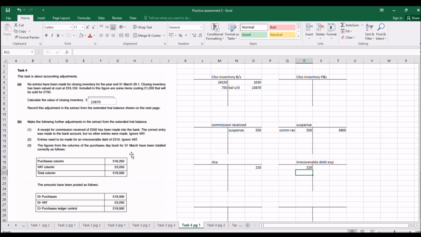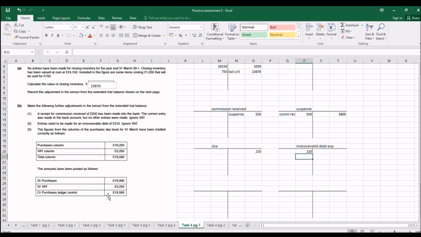The figures from the columns in the purchase data have been totaled correctly as follows. So that's what there though, but it has been posted as this. So what happened? We posted the purchases incorrectly. We posted the purchase ledger control account correctly as a total figure. We've totaled the VAT correctly, but this was totaled incorrectly in here. So we would reverse that out and put in what should be in there.